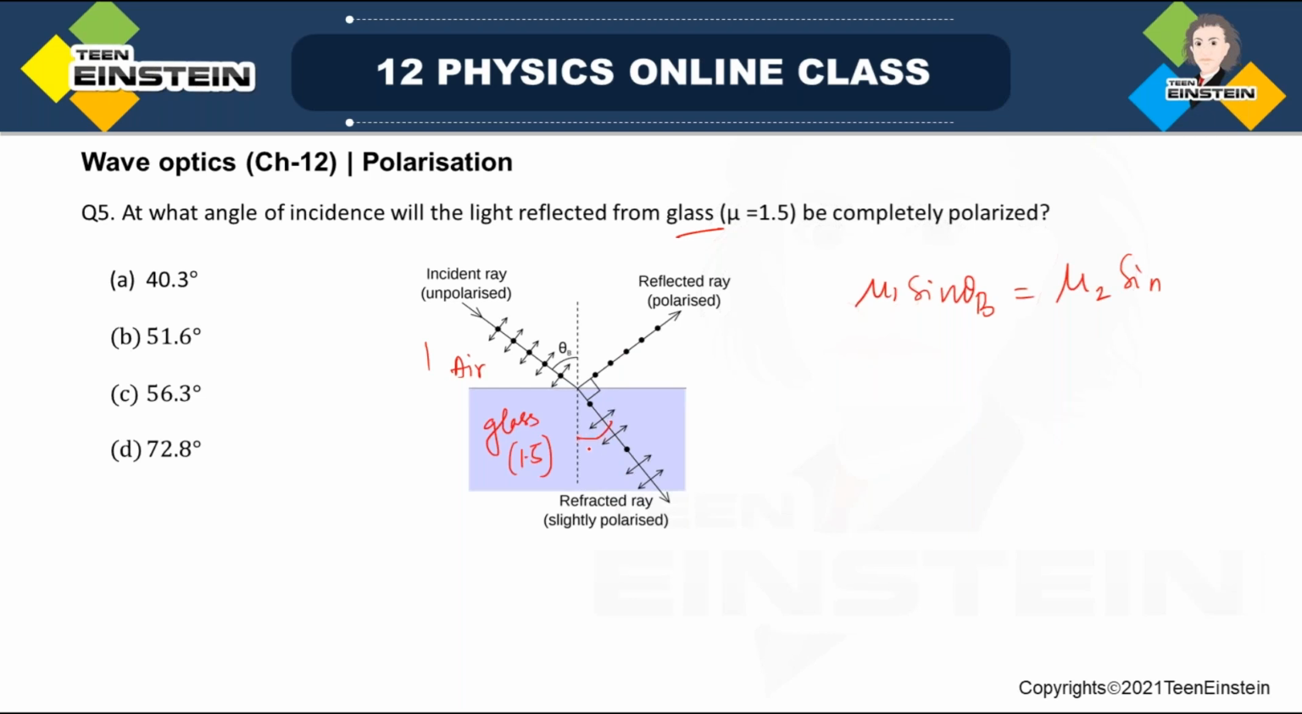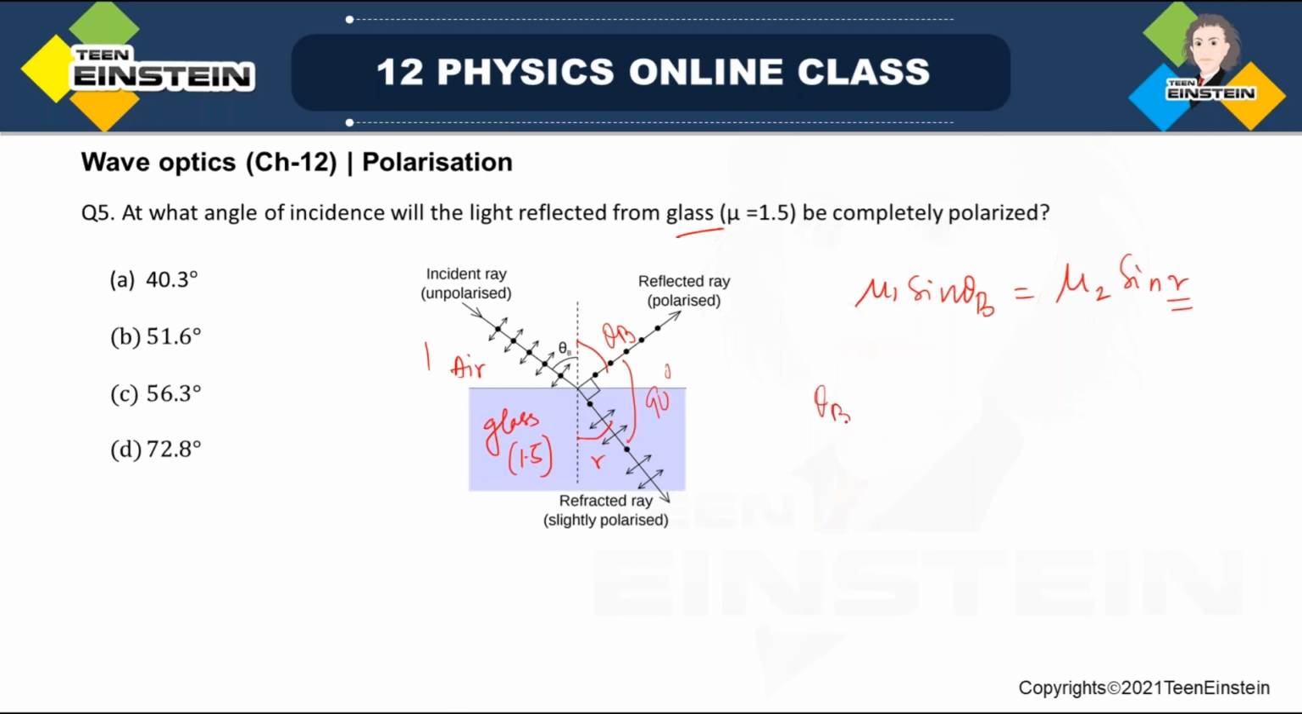This refracted angle is suppose some r. This is the Brewster angle, and this is the angle of refraction. So say this is 90 degrees. We can find out some relation between the refracted angle and this. The reflected angle will be theta b anyway.